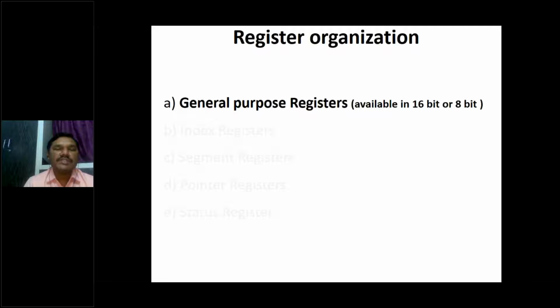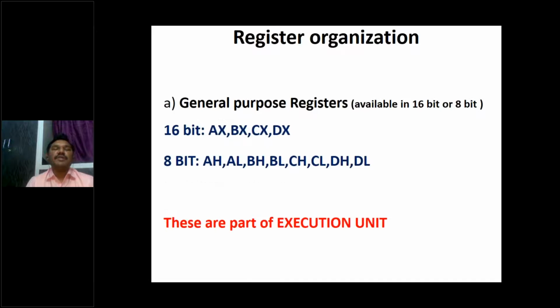First are the general purpose registers. They are available as 16-bit or 8-bit. If 16-bit, we write AX, BX, CX, and DX. If we take them as 8-bit, then we write AH, AL, BH, BL, CH, CL, and DH, DL. AH and AL are part of AX, BH and BL are part of BX, CH and CL are part of CX, and DH and DL are part of DX.